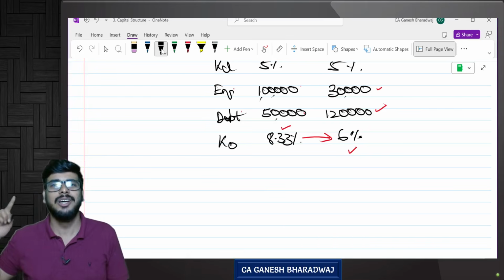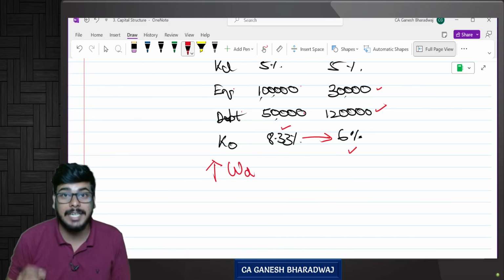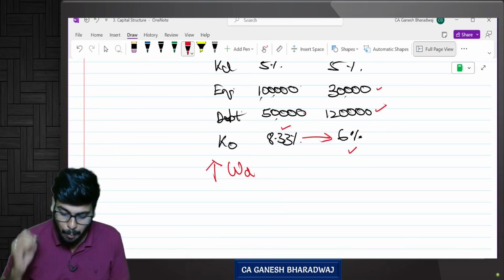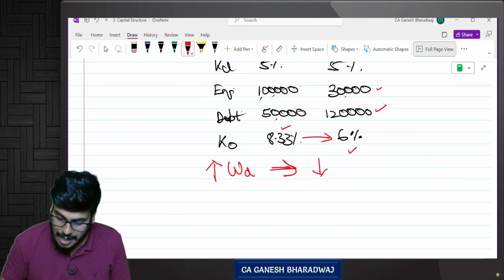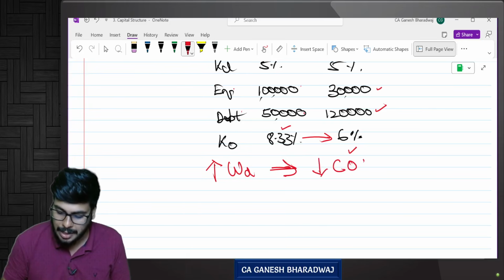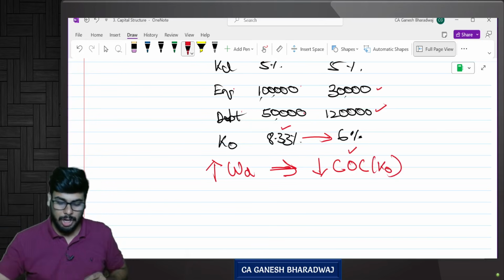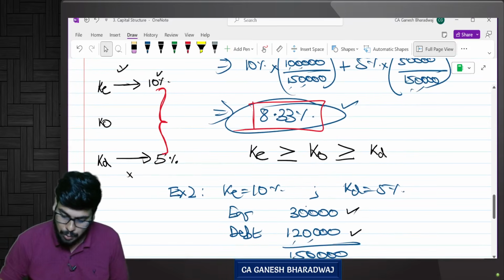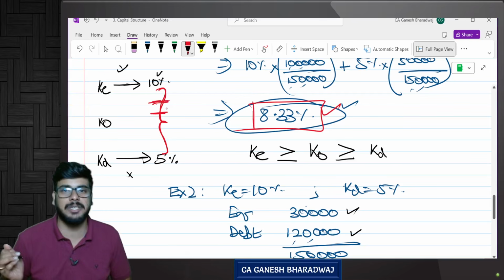Yes or no? So can we come to a conclusion that the more the weight of debt, WD, meaning the proportion of debt in the capital structure, the lesser the cost of capital, that is KO? Can we come to this conclusion or not? Earlier it was the average cost of capital, 8.33%. Now it has become 6% only.